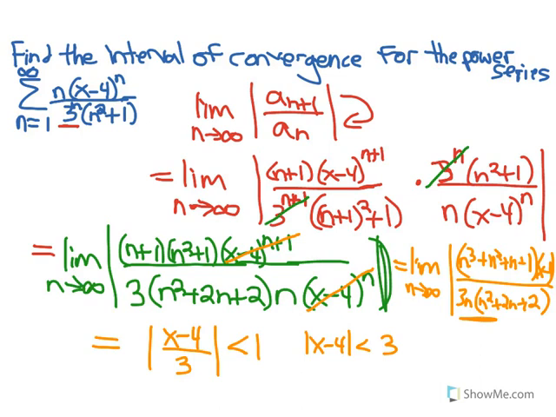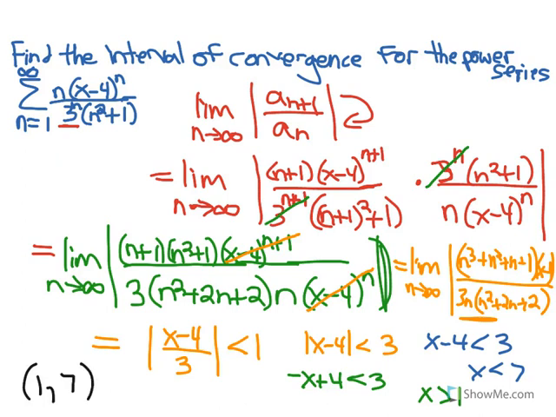If we run it through twice, the first way is just drop the absolutes, and we say x minus 4 is less than 3, so x has to be less than 7. The other way is to run the negative through, and we say negative x plus 4 has to be less than 3, so x has to be greater than 1. So our interval of convergence, at least where we start, is from 1 to 7.